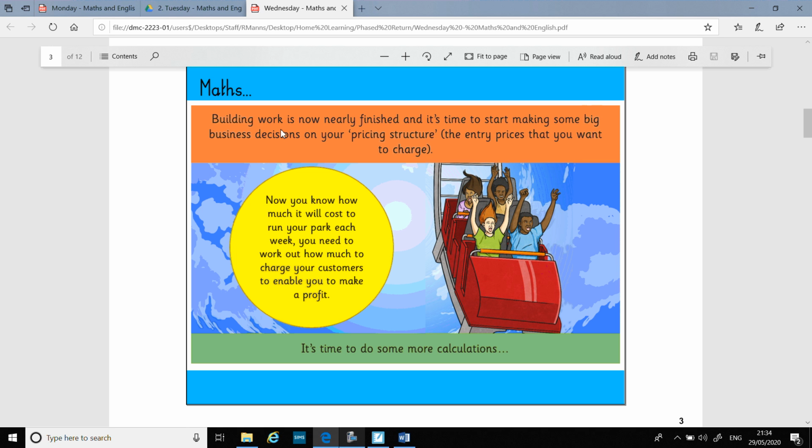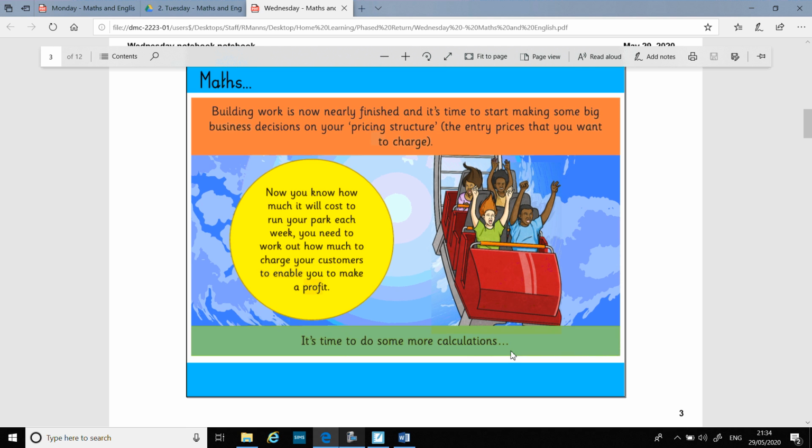A profit is, we need to make some money here, right? So we know how much it's going to cost each week. We now need to start making some money back through the prices to enter.